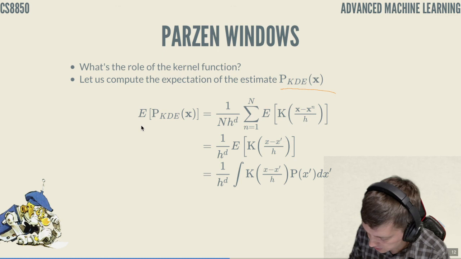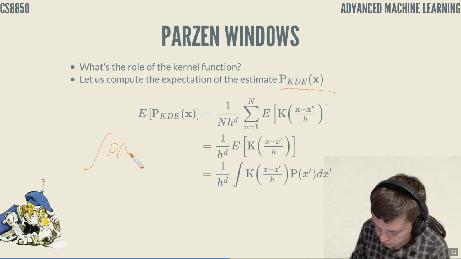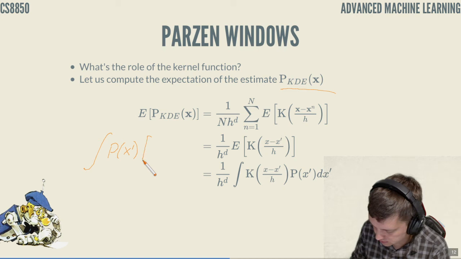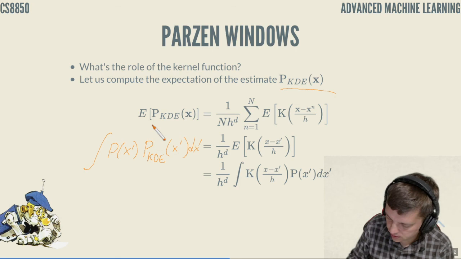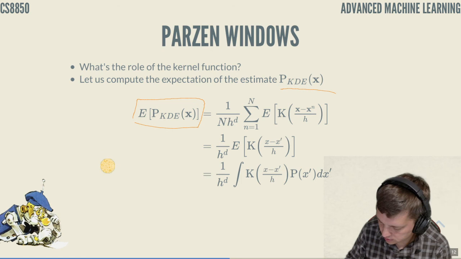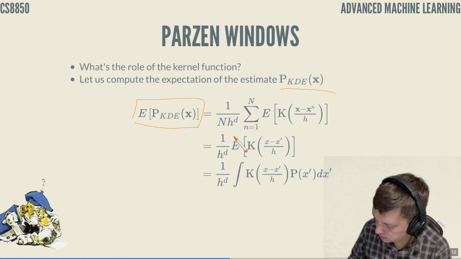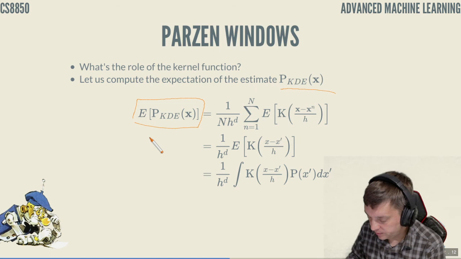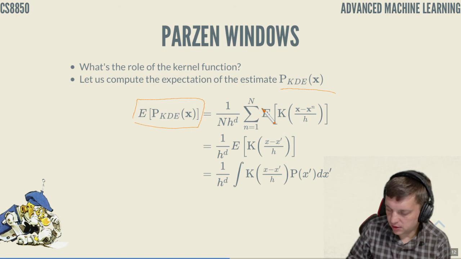So what does this mean? This means we take an integral with respect to the true probability of X of this estimator. So that's what this notation means. But then if we open up the estimator, and by linearity of expectation, the integral over a sum is the sum of integrals, we can write this as a sum over expectations of the kernel values.